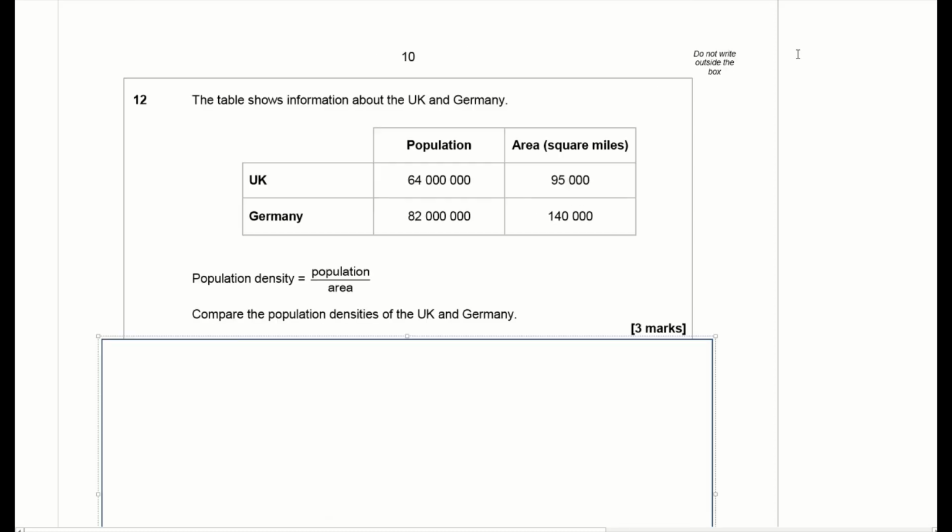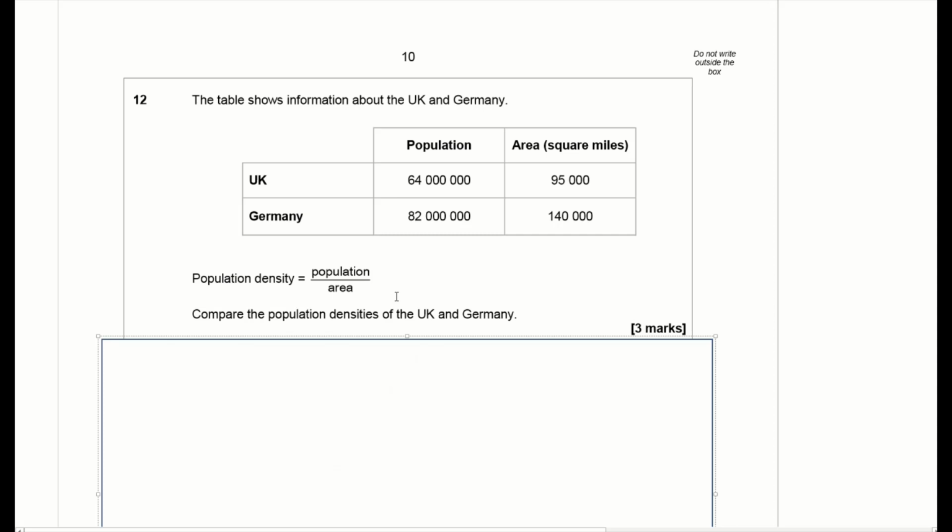Question 12. The table shows information about the UK and Germany. So we have a two-way table here where we have UK and Germany, and we have the population and area in square miles of each of those countries. The population density is equal to the population divided by the area. Compare the population densities of the UK and Germany. All we need to do is substitute the relevant values into this formula for both the UK and Germany, and then check which value is larger or smaller than the other.